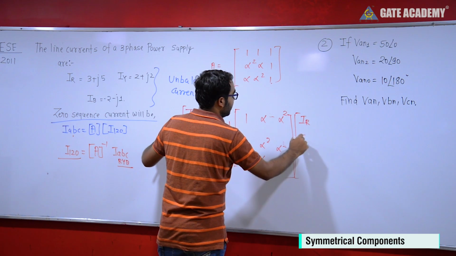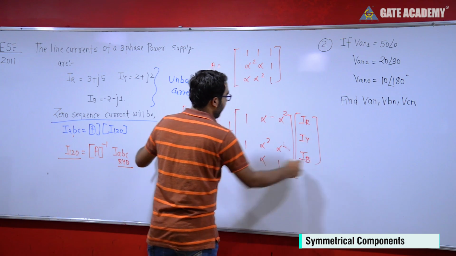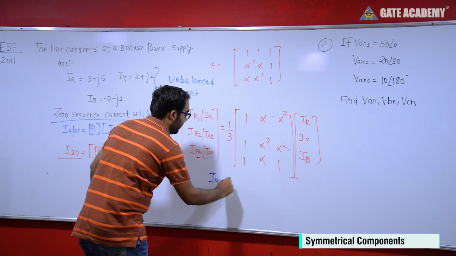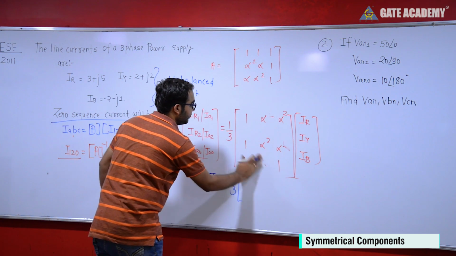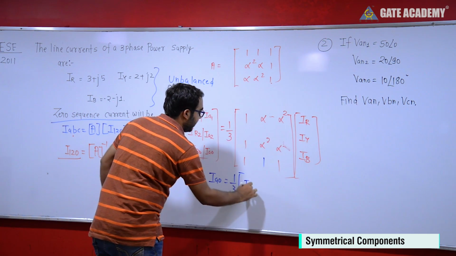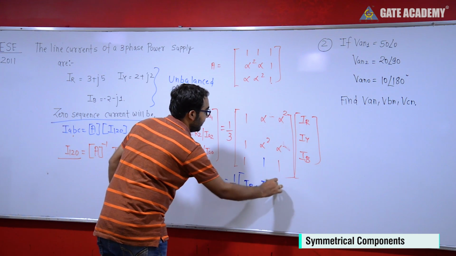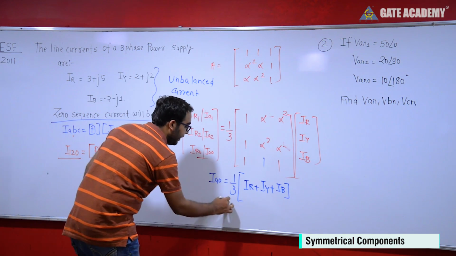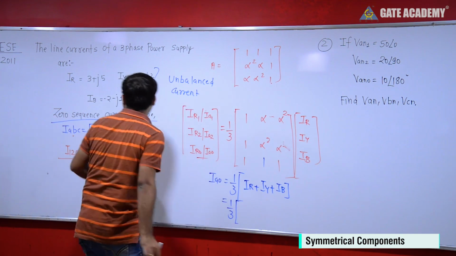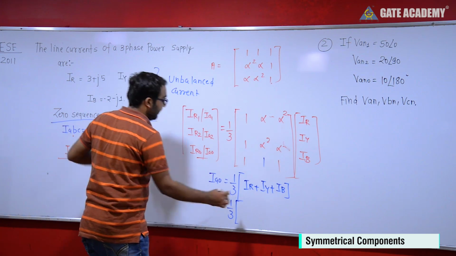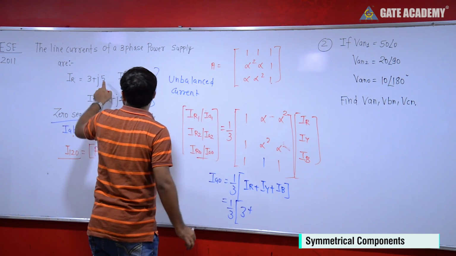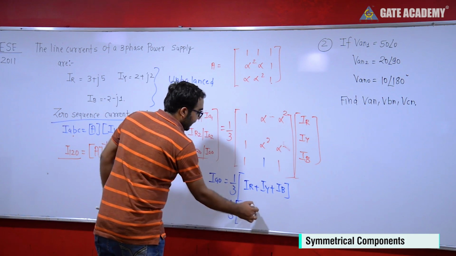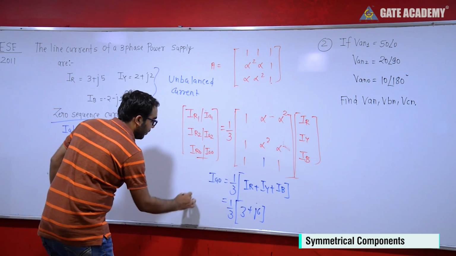So this is your IR, this is your IY, this is the IB. What we want is only the zero sequence. How do we write the zero sequence? The zero sequence will be equal to 1 by 3 times IR plus IY plus IB. It means we add all these currents and take 1 by 3. Take all the real parts: 3 plus 2, this will be cancelled, it will be 3, plus the imaginary part 5 plus 2 is 7, minus 1 is 6. So we are getting j6. So the answer will be 1 plus 2j.